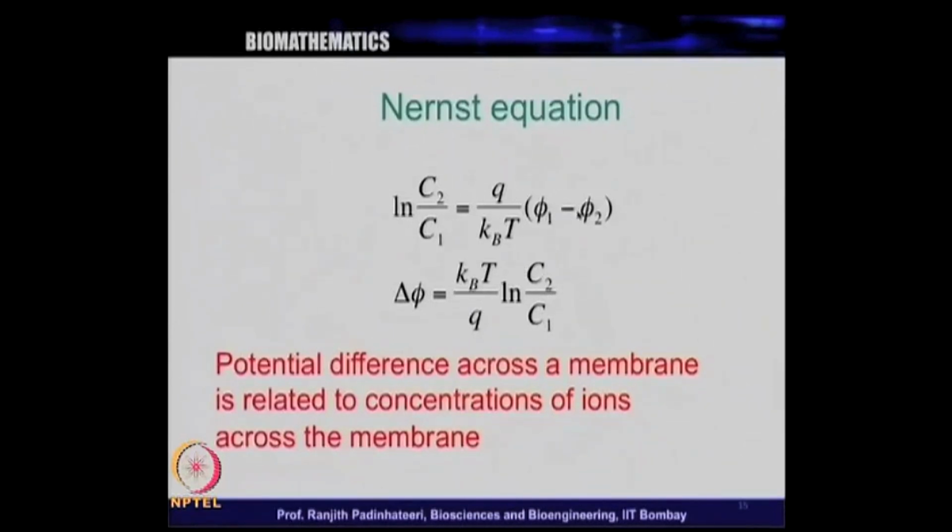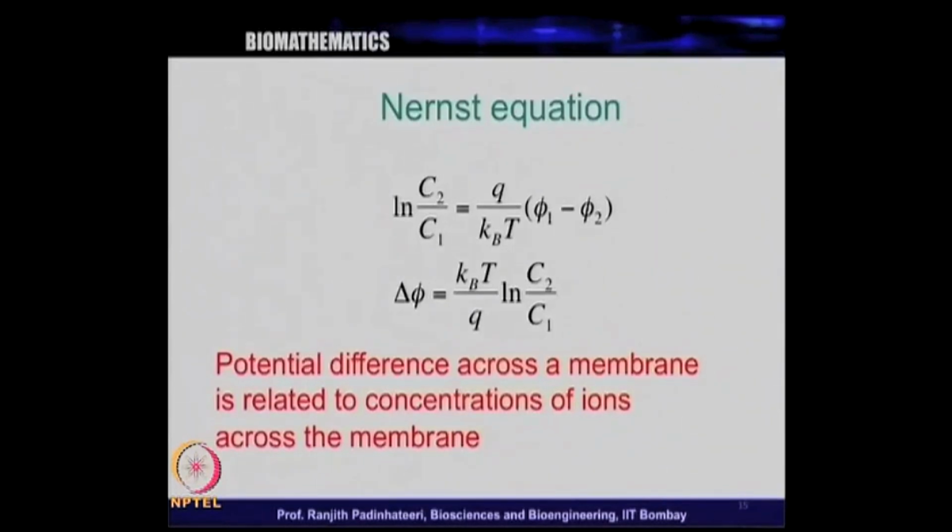delta phi is equal to KBT by Q into ln C2 by C1. So, the potential difference across the membrane is related to the concentration difference. In other words, this potential difference across the membrane is related to the equilibrium concentrations of ions across the membrane. So, this is at equilibrium. If the equilibrium concentrations are C1 and C2, that will develop a potential difference delta phi given by this particular equation. This equation is called the Nernst equation. So, we learned how to derive the Nernst equation.